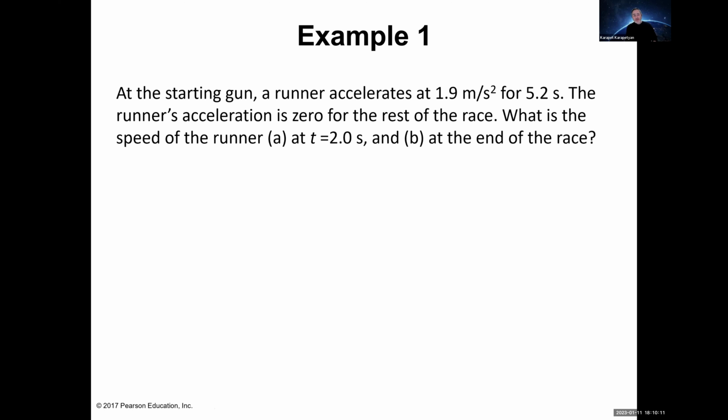All right, so let's see what we have. It says at the starting gun, a runner accelerates at 1.9 meters per second squared for 5.2 seconds. The runner's acceleration is 0 for the rest of the race. What is the speed of the runner at t equals 2 seconds and also at the end of the race?